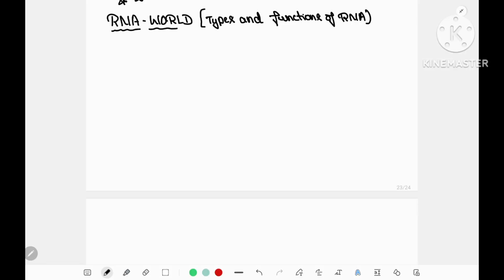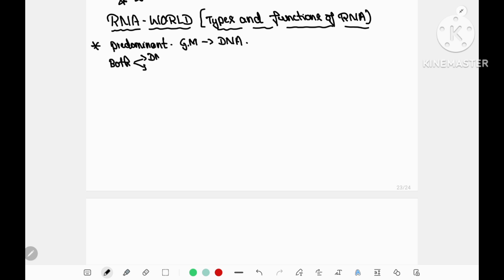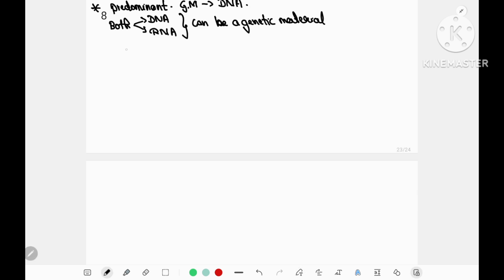Now in this video, let us study RNA World, the next topic in the NCERT text, in the chapter Molecular Basis of Inheritance. We will also be focusing on types and functions of RNA. The predominant genetic material is DNA, which we have studied in earlier topics. Even though both DNA and RNA can act as genetic material, that is, they can transfer information from generation to generation, the question will be, which one is the first genetic material?